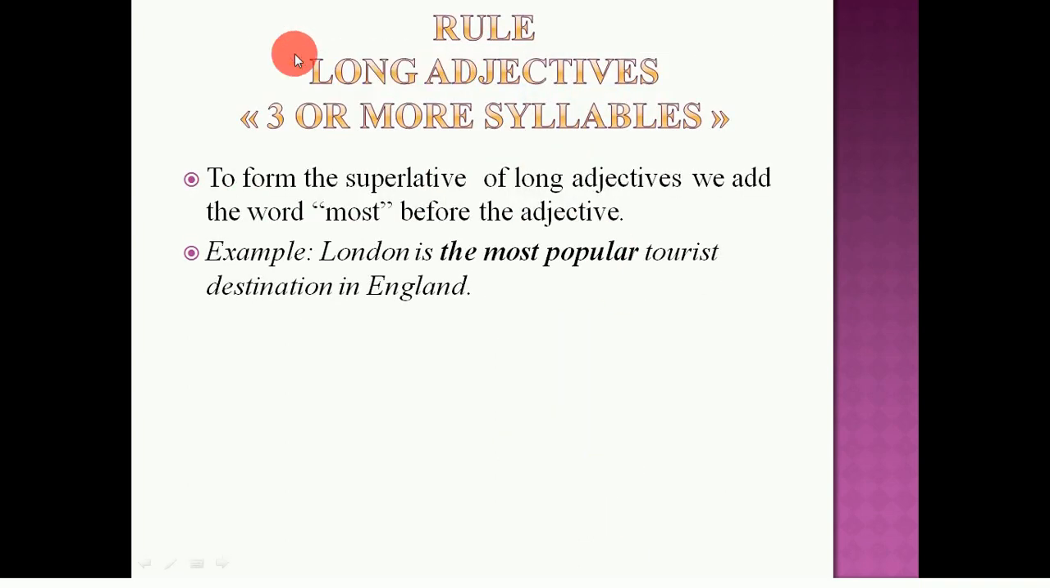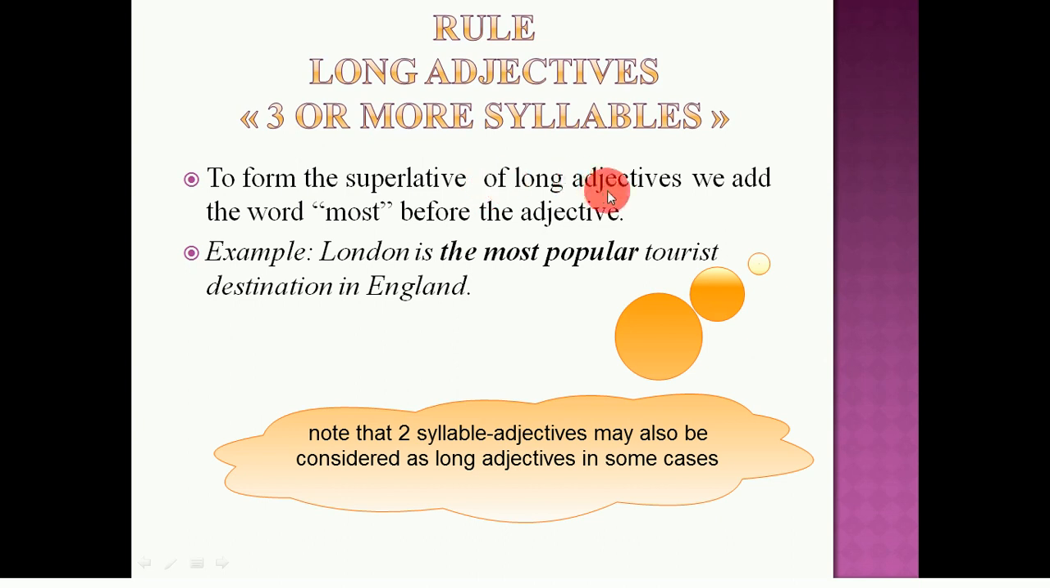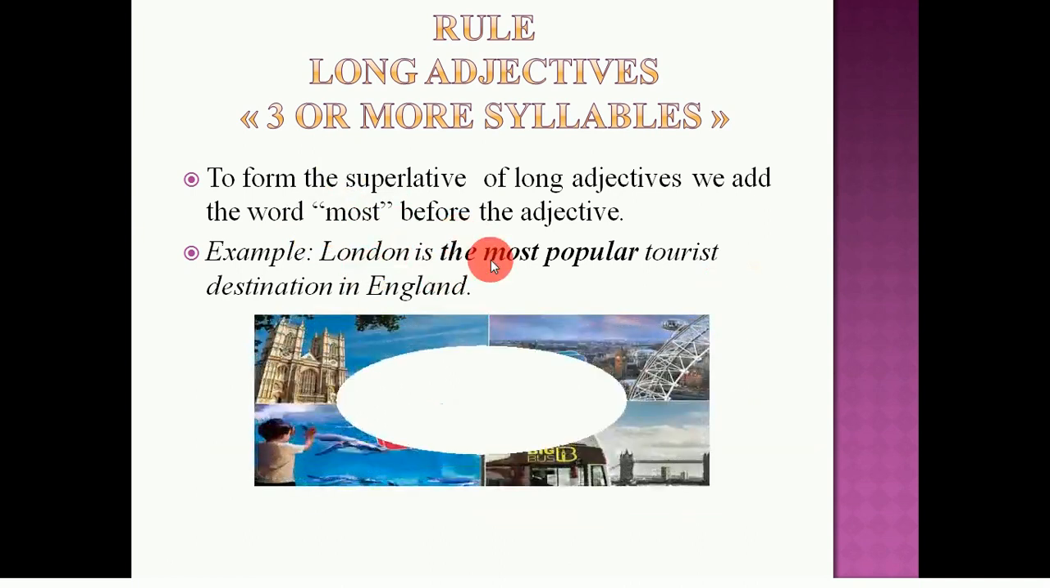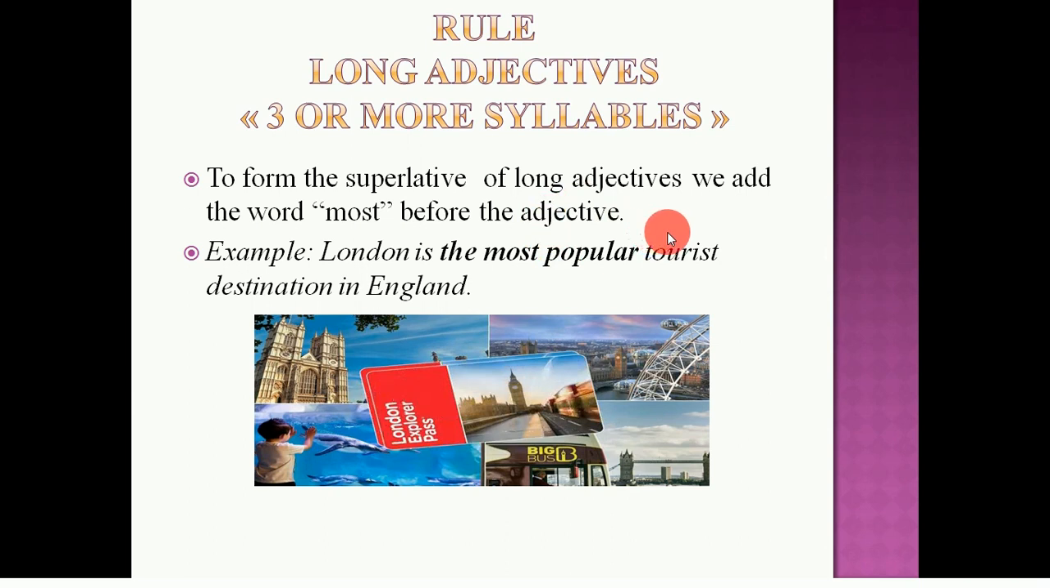Rule number 2 is for long adjectives اللي قلنا قبيلة 3 or more syllables. To form the superlative of long adjectives, we add the word most before the adjective. Example, London is the most popular tourist destination in England. Popular, 3 syllables, long adjective.